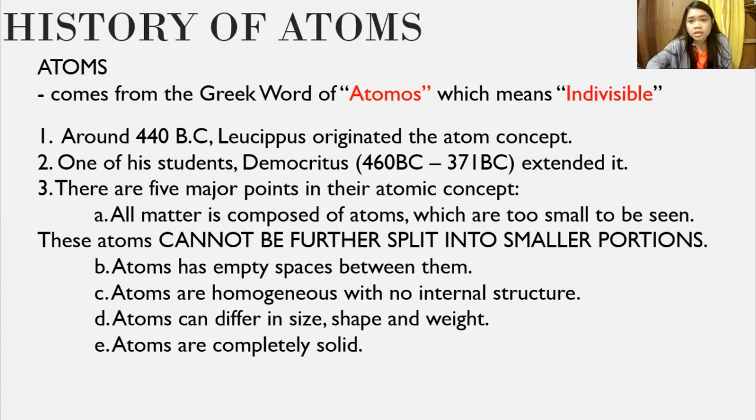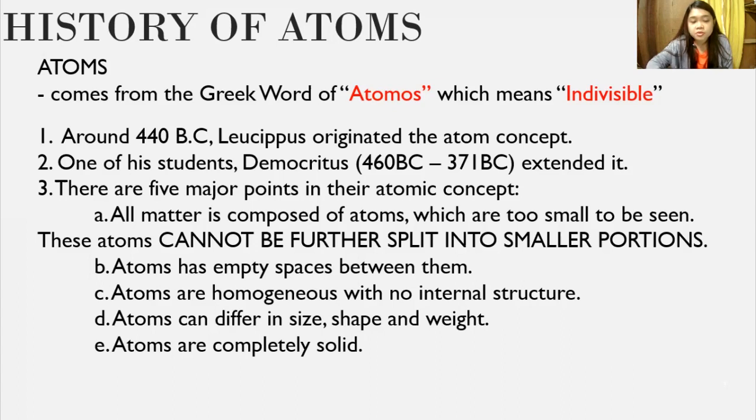In both of their concepts, there are five major points. The first is that all matter is composed of atoms, which are too small to be seen, and these atoms cannot be further split into smaller portions. If you cut a certain matter into smaller pieces, there will be a time that you cannot further split them into smaller ones, and that constitutes their concept of atoms.